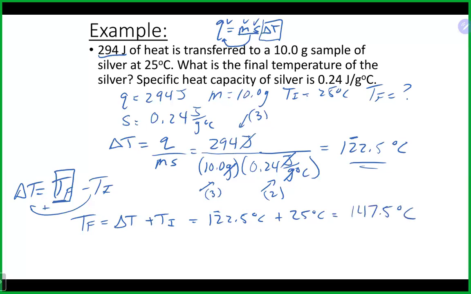147.5 degrees Celsius. At this point, I could clean it up. Technically speaking, the number would have been 120, which is a whole number, and I added it to a whole number, which means in this last part I should end up with a whole number. We would round up, and 148 degrees Celsius would be the right answer in this case.